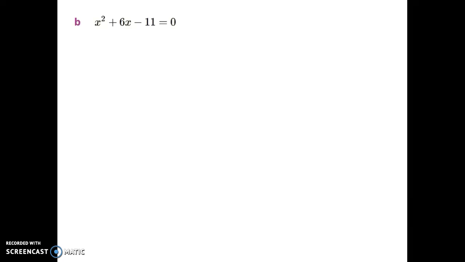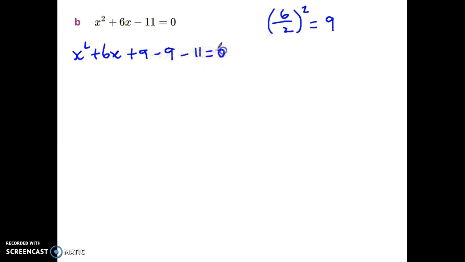Here we go. So first of all, I'm going to complete the square, and again I'm going to think about my middle term, halving it and squaring it. Half of 6 is 3, 3 squared is 9. So I'm going to write x squared plus 6x, then I'm going to add 9, take 9, then I've still got my minus 11 equals 0.